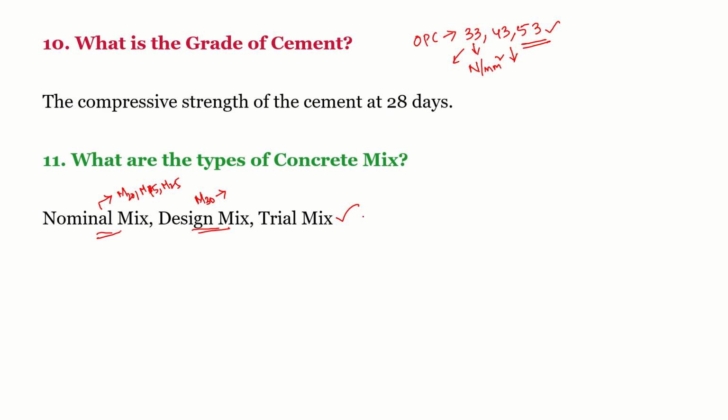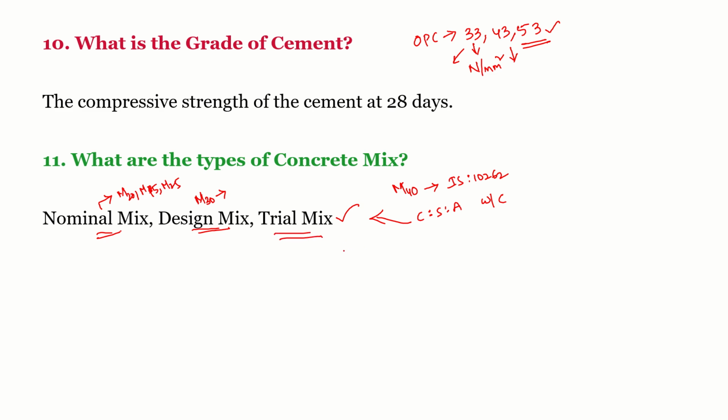Trial mix is that one, even after doing a mix design, let's say I am taking M40 grade of concrete. I have designed M40 grade of concrete using Indian Standard code 10262. After designing M40 grade of concrete, I will have some ratio of cement to sand to aggregate with some water cement ratio. When I have designed this mix, I cannot directly send it to the client, or directly use it in application. First we will do a trial. So those mixes are trial mixes.